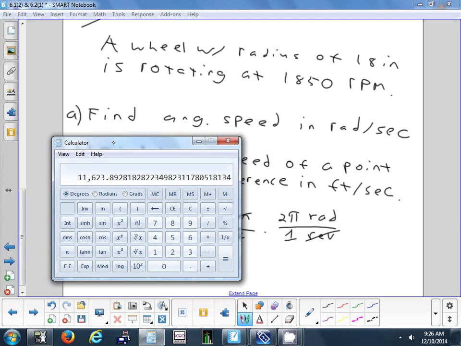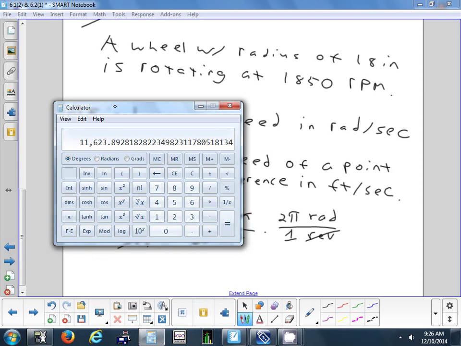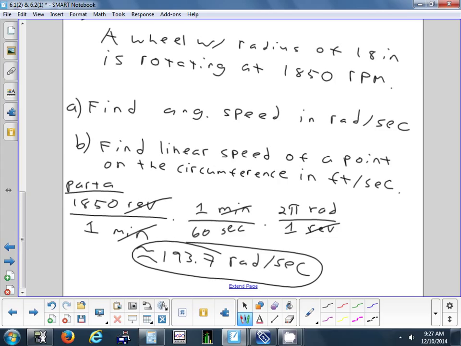Okay, so in the top you should get 11,623, roughly, and divide by 60, to get 193.7 radians per second. I'm not sure that's going to really help us to do part B, but that's what they wanted for part A. Okay, part B. Find the linear speed of a point right on the edge of this wheel.